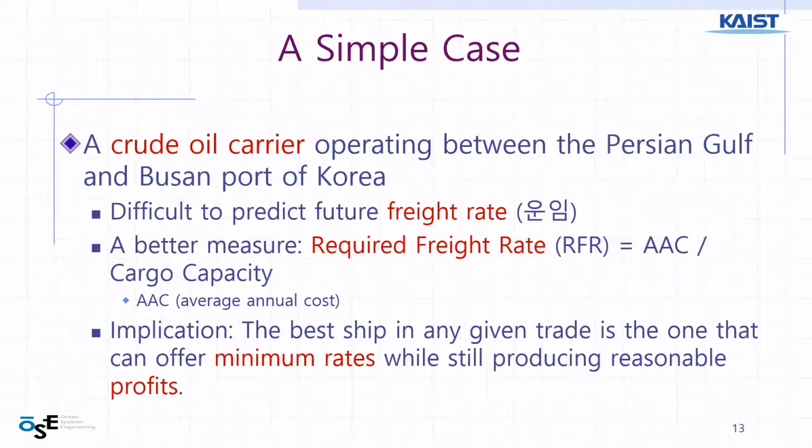A better measure, another way, is minimum cost, not the price. Do you know the difference between cost and price? Say I go to a restaurant this lunchtime, I pay 10,000 won to buy my food as a lunch. But that is the price, right? I paid for my lunch. But cost is the basic money used by the owner of the restaurant.